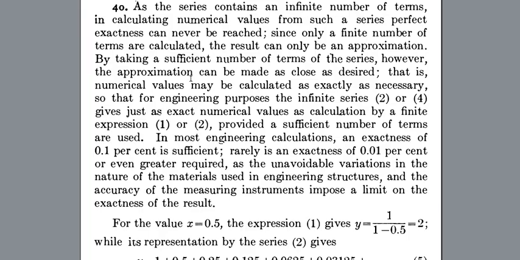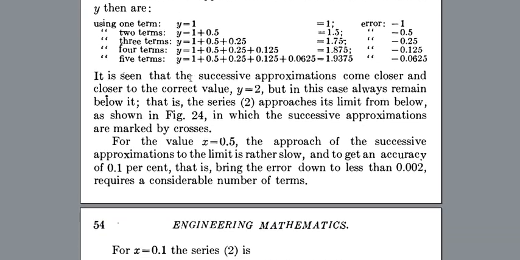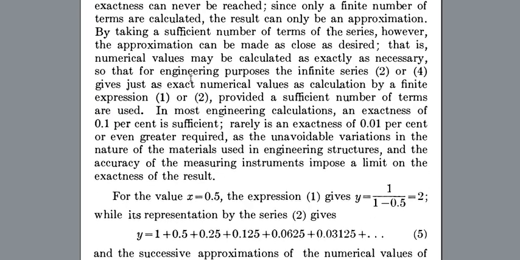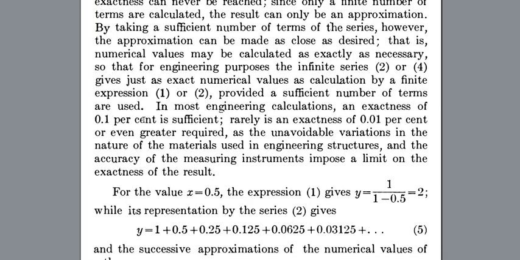In most engineering calculations, an exactness of 0.1% is sufficient. Rarely is an exactness of 0.01% or even greater required, as the unavoidable variations in the nature of the materials used in engineering structures and the accuracy of the measuring instruments impose a limit on the exactness of the result.